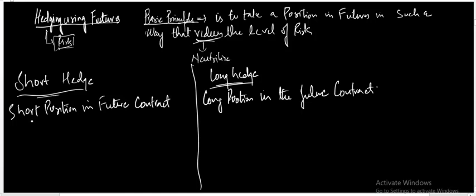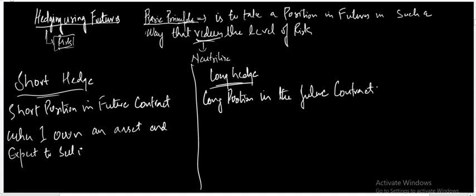Now, let me talk about the appropriateness. When do we actually prefer to use the short hedge? It is appropriate when I own an asset and expect to sell it after some time. So I'm definitely in this case worried about the fall in the price. The short hedge is used when I own an asset, or I want to buy an asset in the future so that I can sell it at a future period of time. In this case, the short hedge is preferred because I am expecting the price to fall.